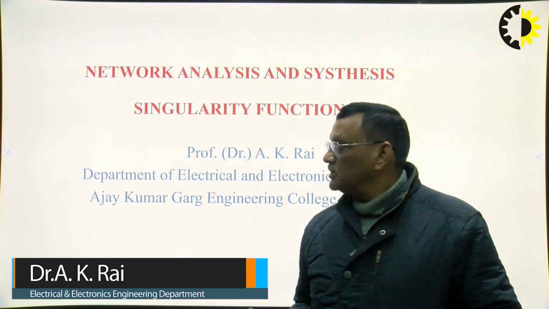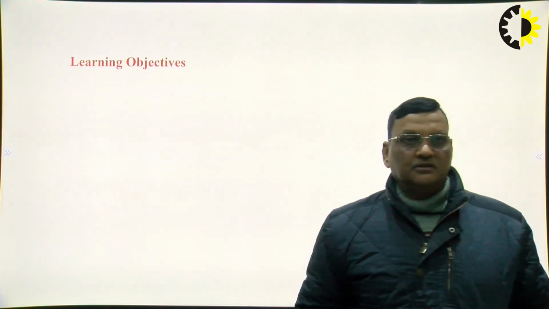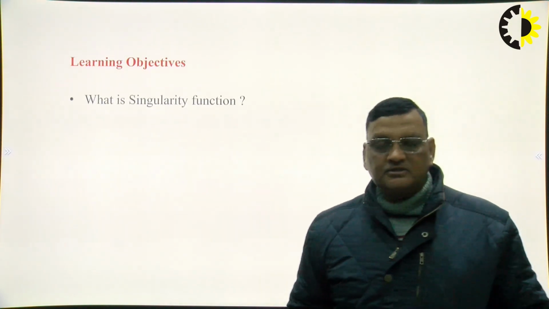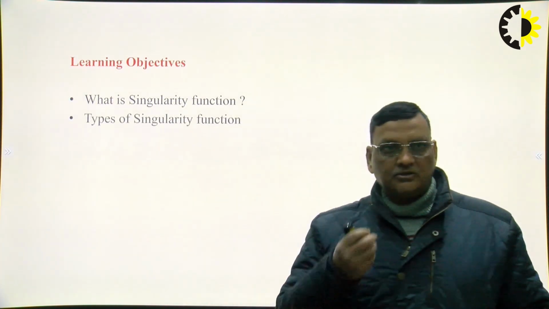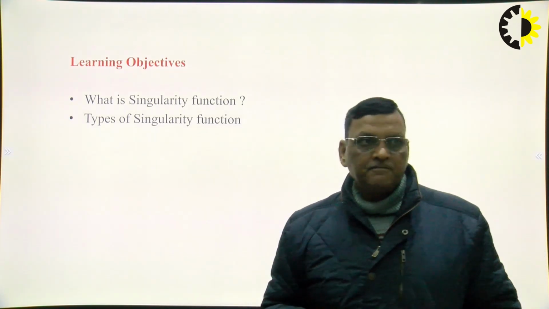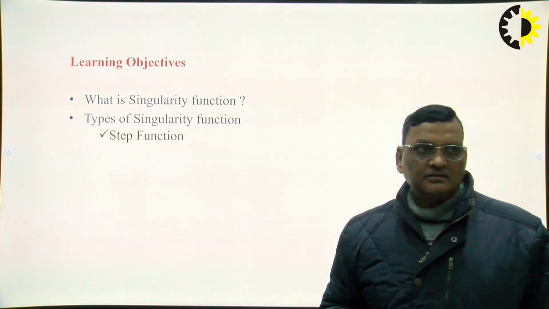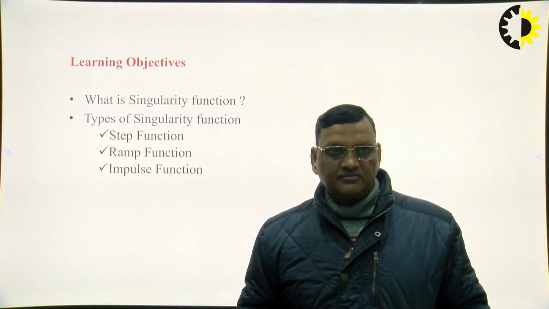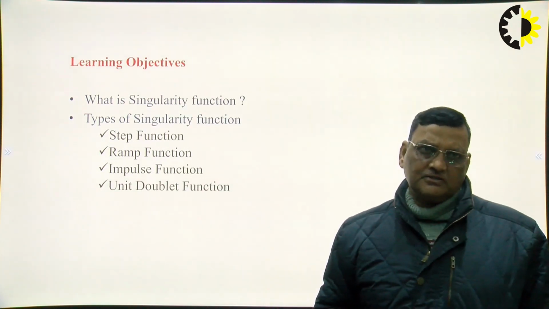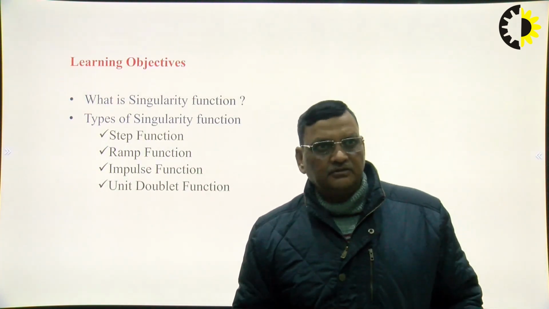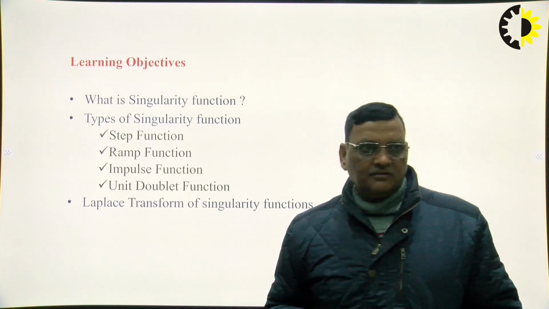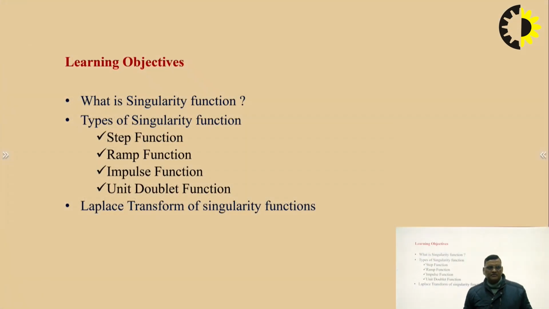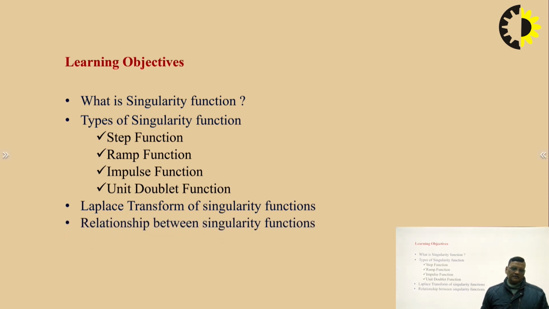Welcome to the course Network Analysis and Synthesis, and today I am going to discuss the singularity function. The learning objectives of today's lecture are: what is a singularity function? First we will define the singularity function. Then, what are the different types of singularity functions that are being used? Basically they are the step function, ramp function, impulse function, and the unit doublet function. These are the four types of singularity function, and we are going to discuss these four functions in detail. Then we'll also discuss the Laplace transform of these singularity functions, and in the last we will discuss the relationship between singularity functions.